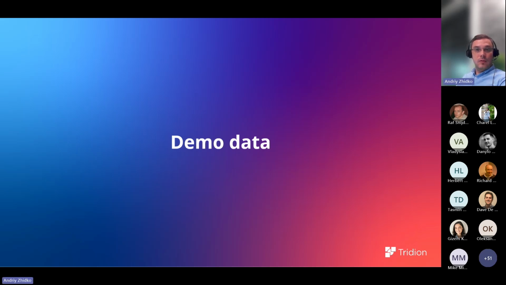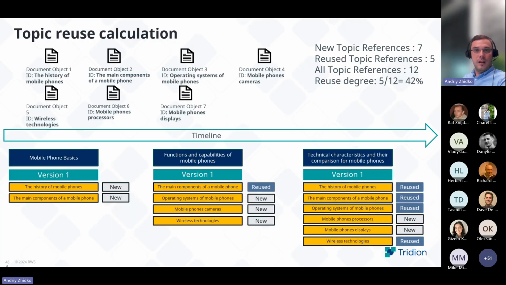Let's take a look at the data that we'll be using during the demo, since there is a calculation process in place, and we did prepare a set of data that we can reference and explain. So first, let's start with topic reuse calculation. There are a set of topics that represent knowledge about mobile phones.